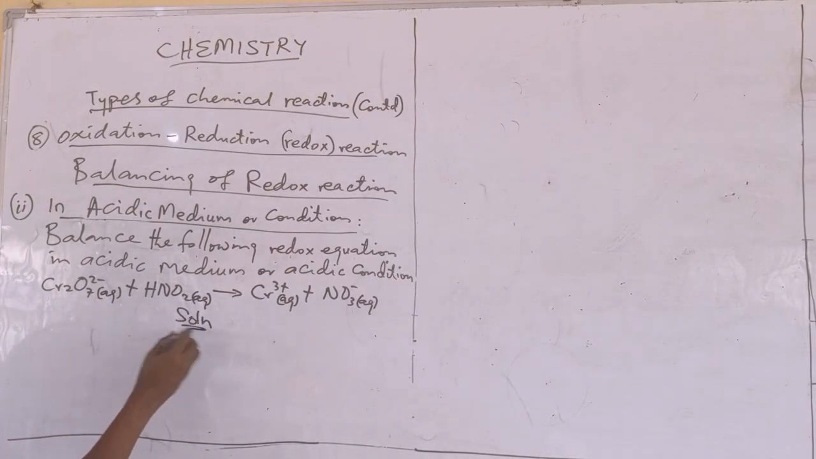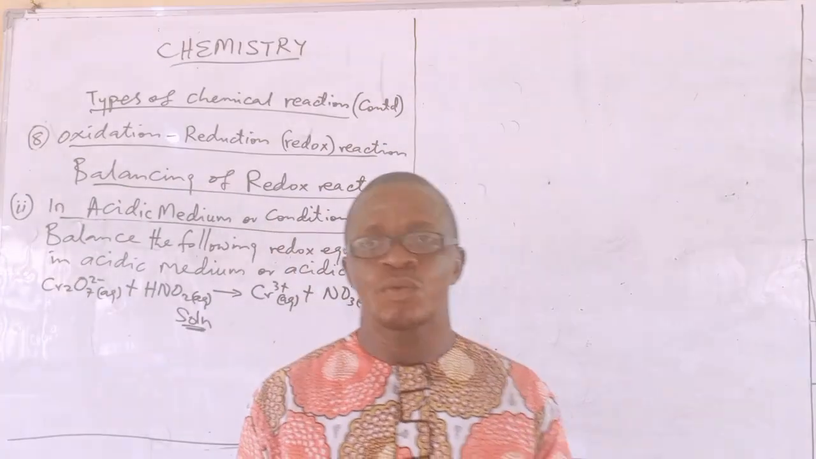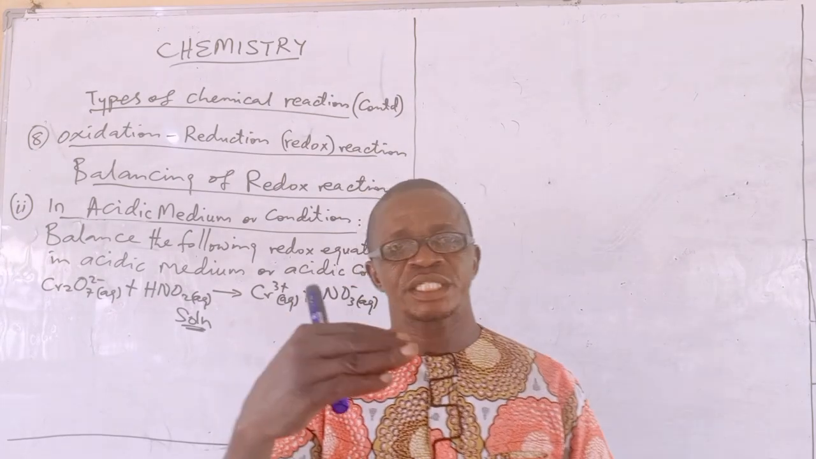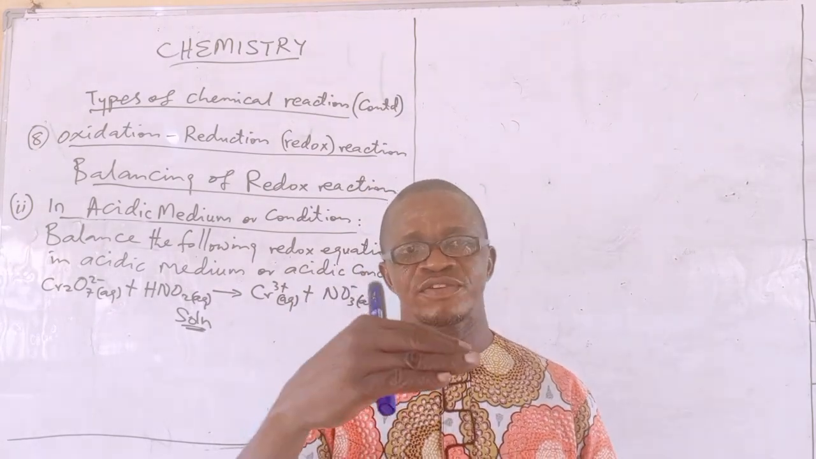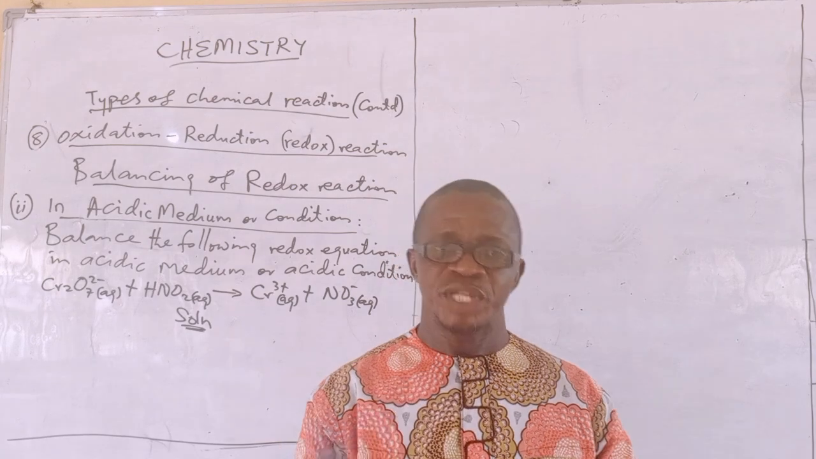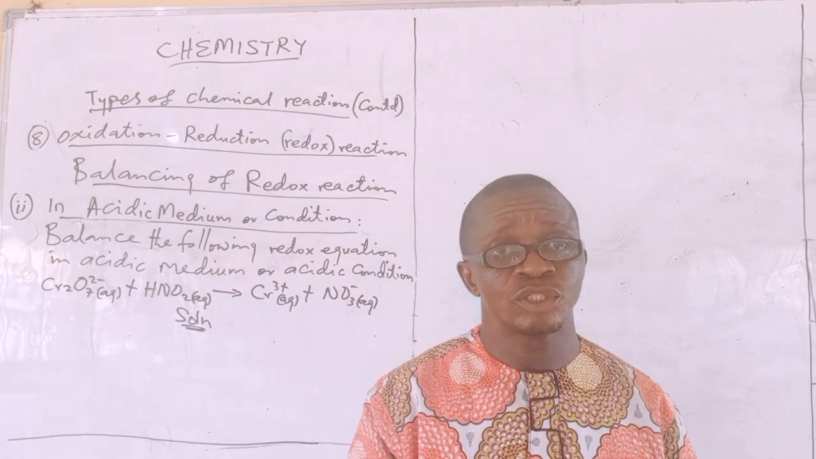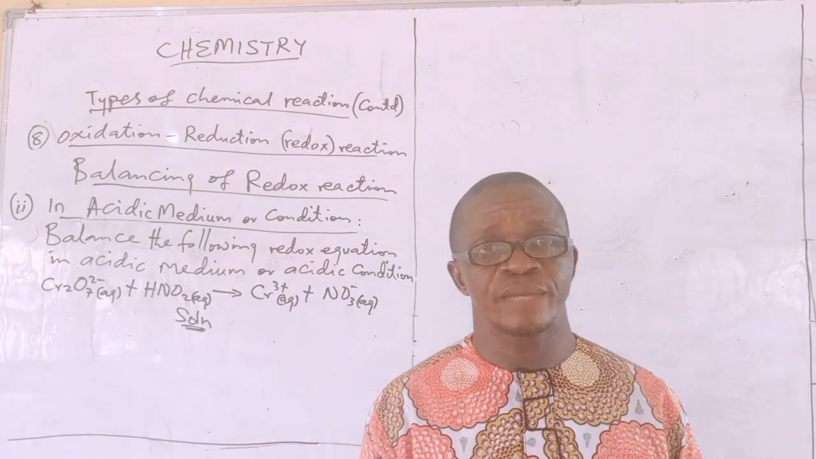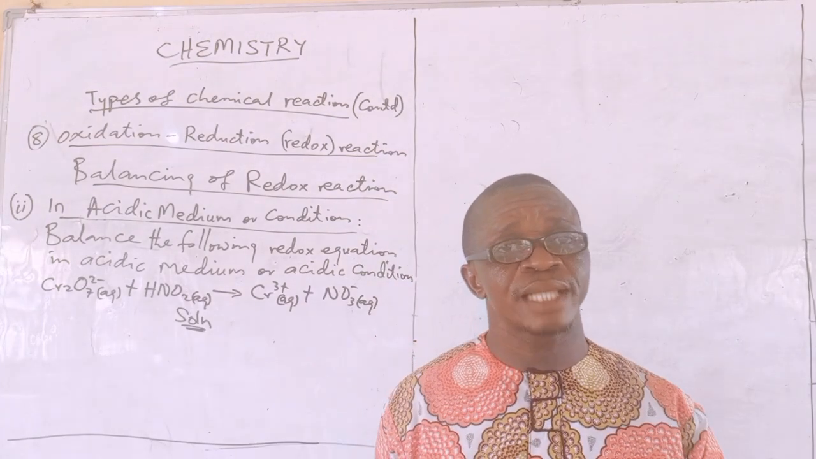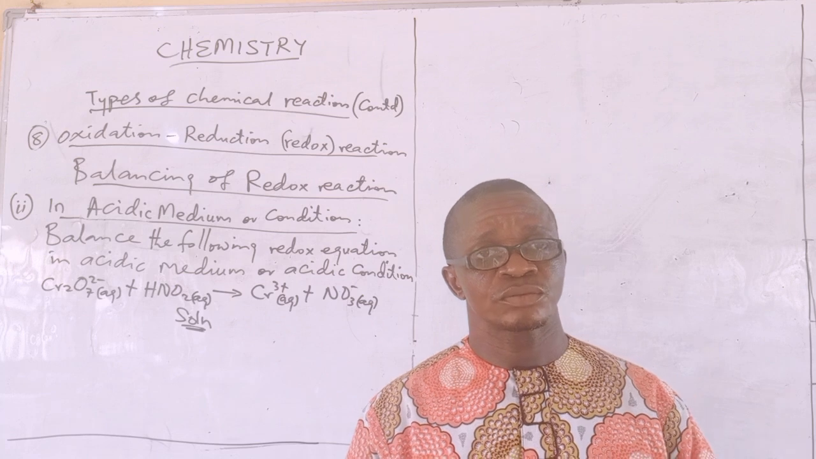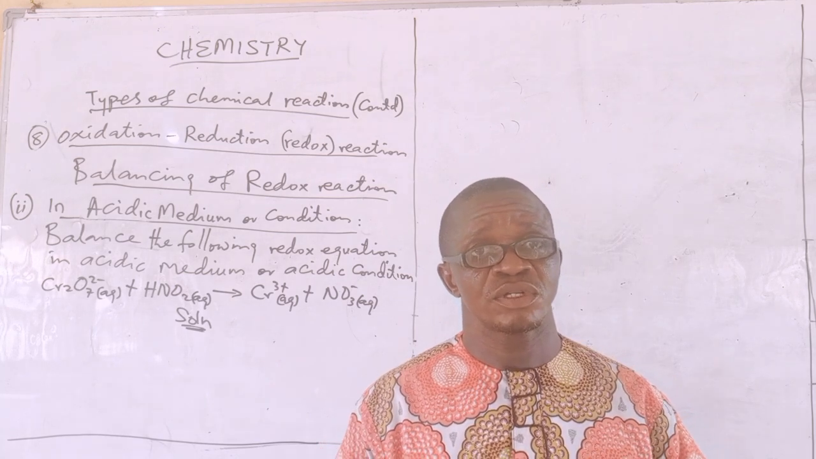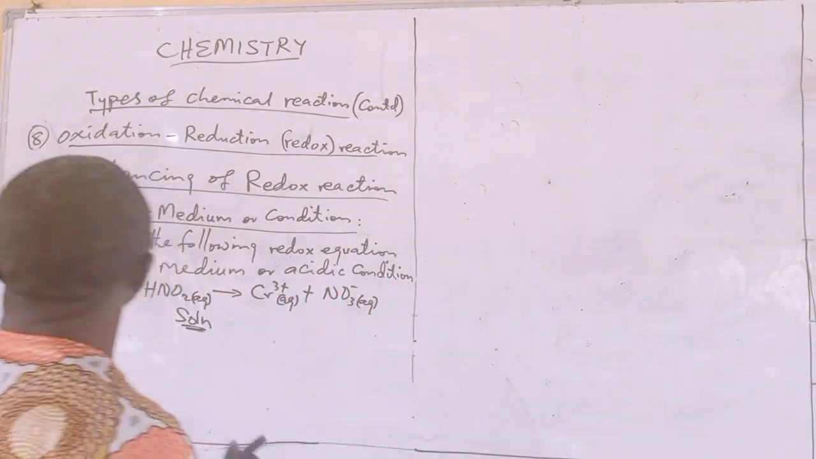Solution. Now, as I told you when we were balancing in neutral medium, start by splitting the equation into two half equations. And I believe you are with your jotter, so that the point I will give you, you will just jot them. Step one, split the equation into two halves. And that is done this way.